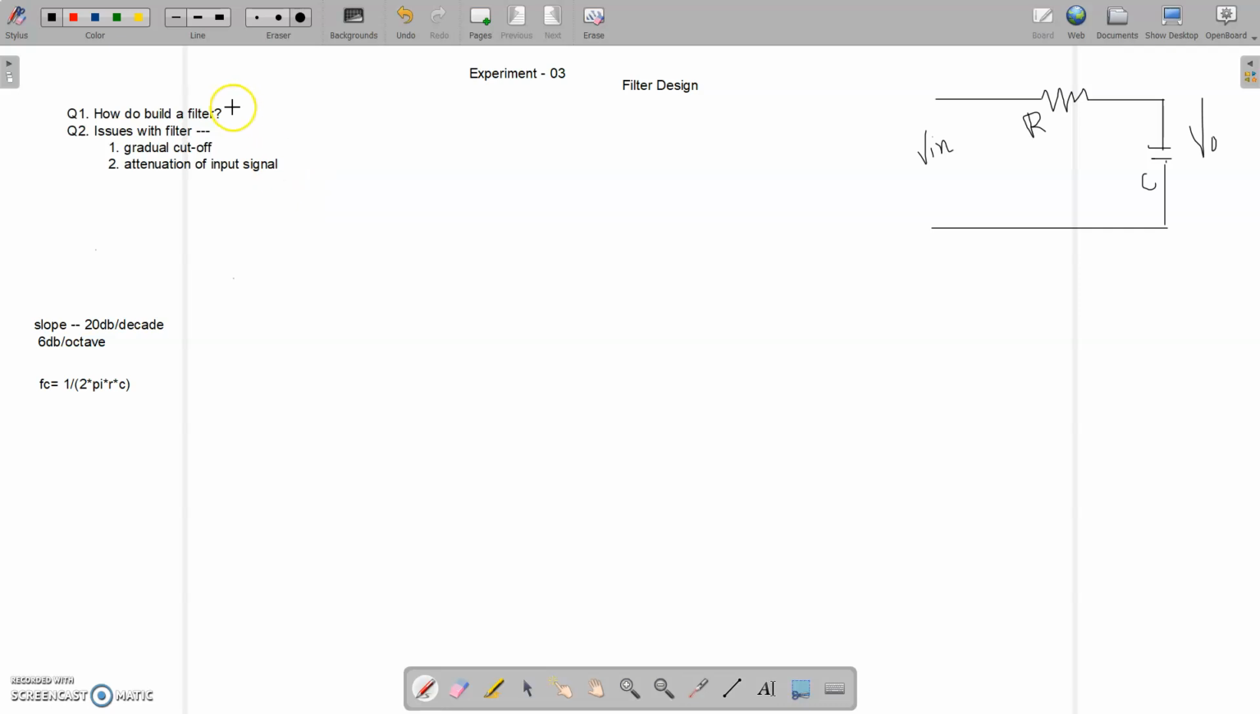So this was my first question, how to build a filter, and we have done this. Now my second question is that there are some issues with the filter. One is the gradual cutoff, that is a problem.